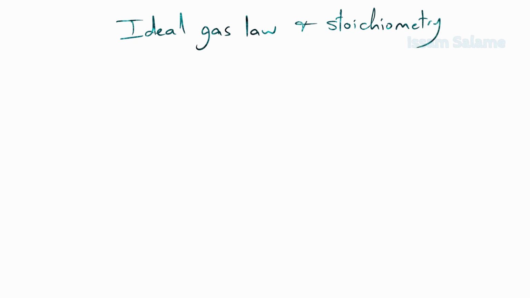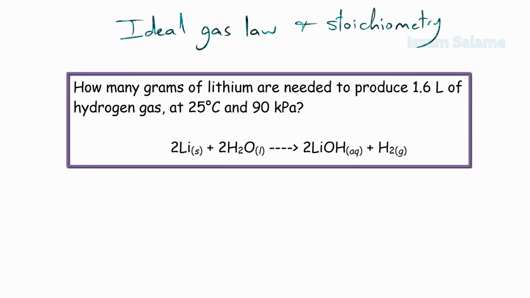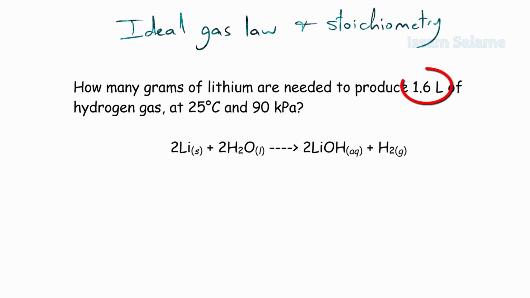Hi, this video is about ideal gas law and stoichiometry chemistry practice. To solve such a question, where we have to convert the volume to number of moles without using density, we must use ideal gas law, which is PV equal to nRT.